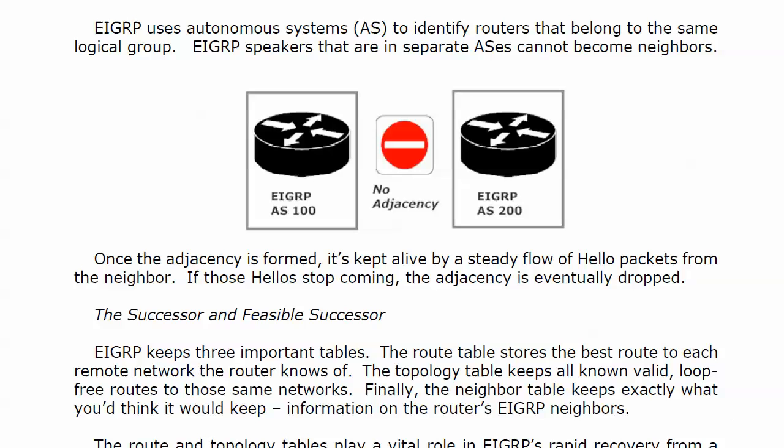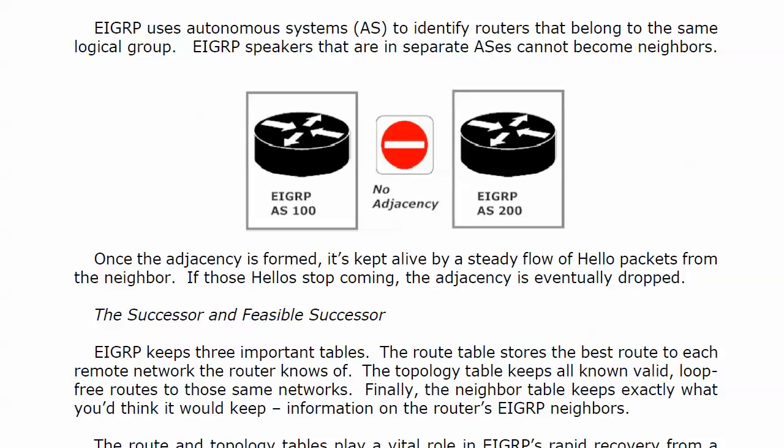Sounds complicated, but it's really not. The AS number simply identifies routers that belong to the same logical group. And EIGRP speakers that are in separate ASs cannot become neighbors. That's the first thing you ought to look at, whether it's in a lab, a job interview, or an exam question. If you have an adjacency issue, check the AS numbers first, right at the top. Router EIGRP 100, router EIGRP 200, no use in even looking at the config.